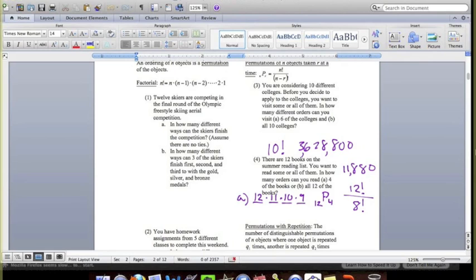Part B, what if you're actually going to read all 12 of them? How many different ways could you read all 12? What would we do here? The full factorial. That will give you exactly the same answer as question number 1 about our skiers, because in that one we had 12 skiers. So we get exactly the same answer.